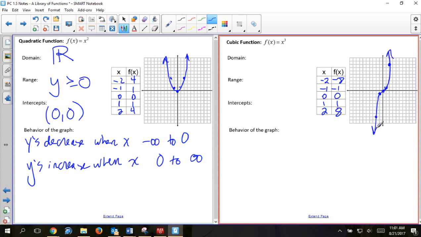Cubic function. The behavior of this graph is that the y increases the whole time. As we go from negative infinity to positive infinity, left to right, the y's increase the whole time. Intercept at 0, 0.